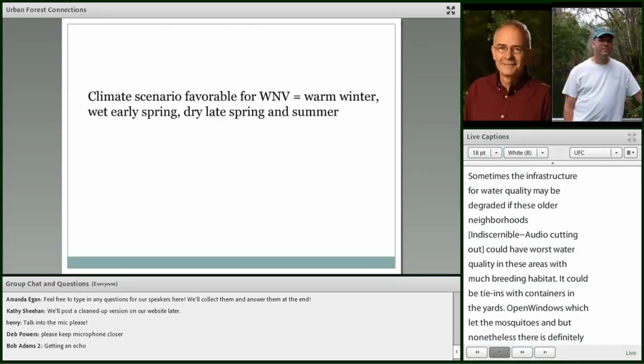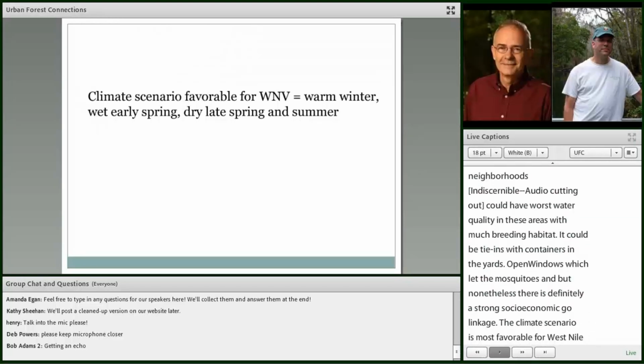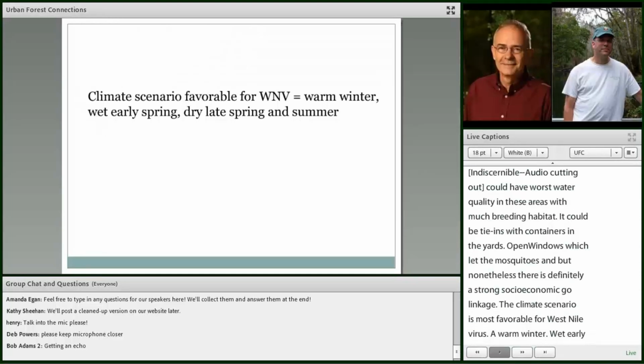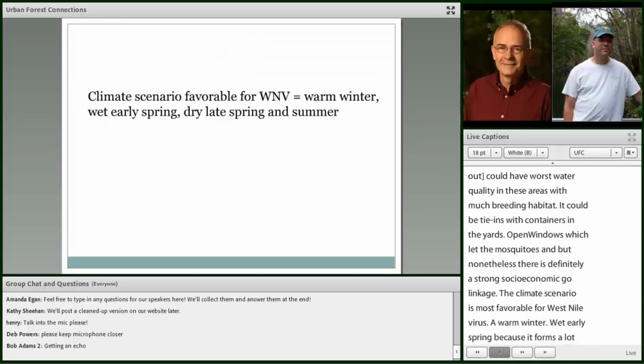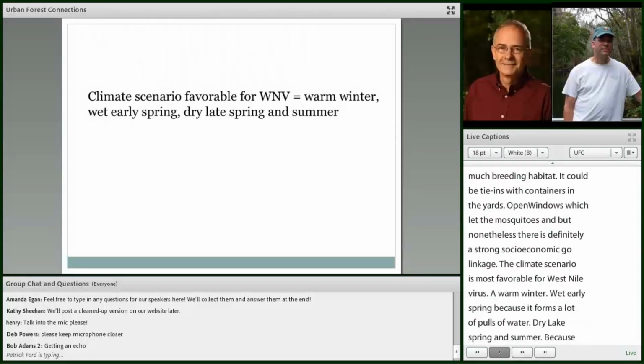So the climate scenario that's most favorable for West Nile virus is a warm winter, which allows the larvae to survive, a wet early spring because it forms a lot of pools of water, and a dry late spring and summer because those pools of water evaporate and concentrate the pollutants and the carbon sources, and the mosquitoes like that.